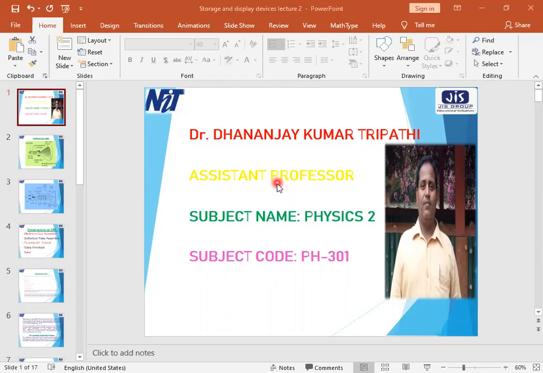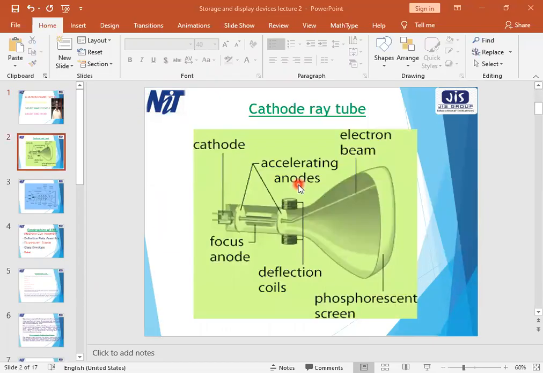Today we will discuss the storage and display devices. This is the second lecture. In the first lecture we discussed different types of storage devices like hard disk and magnetic tape. So today we will discuss the cathode ray tube.